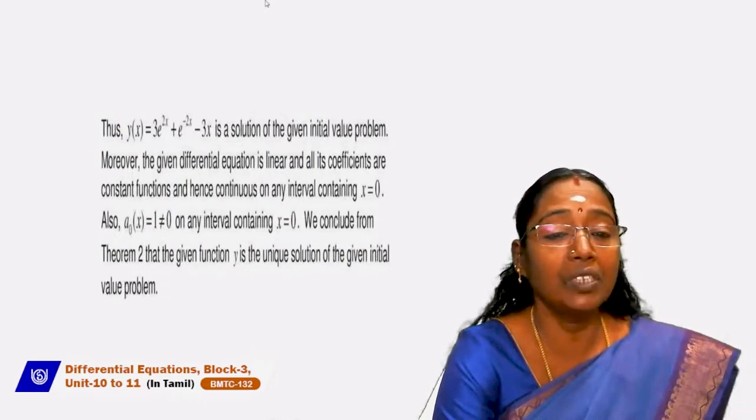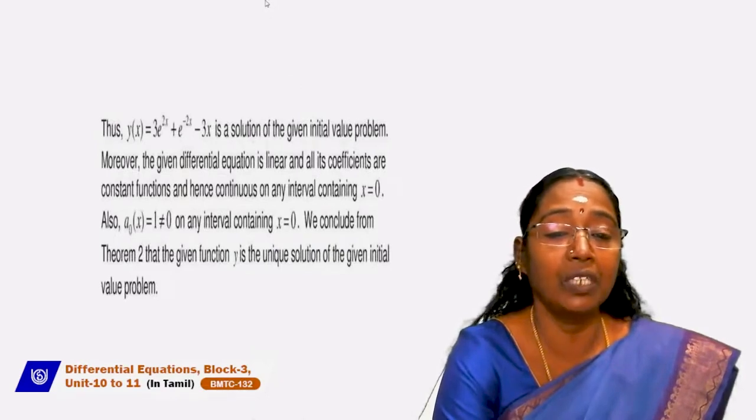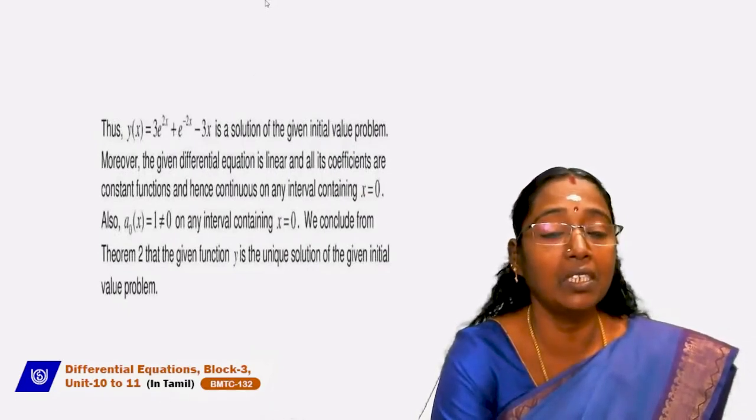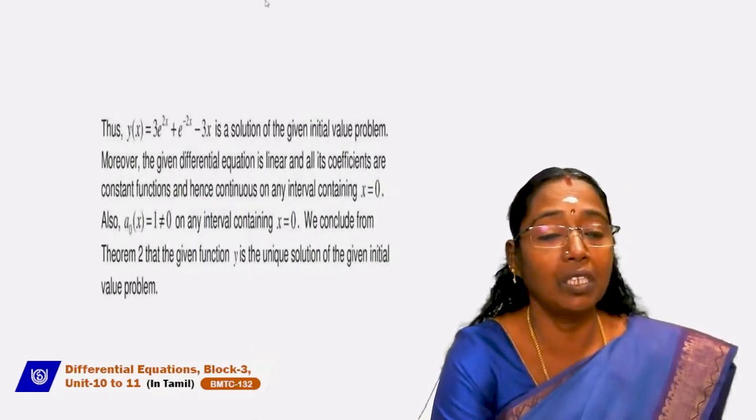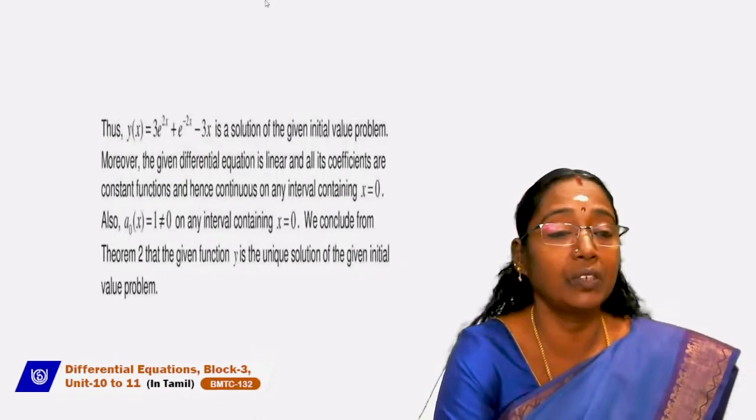Also, a naught of x is equal to 1, which is not equal to 0 on any interval containing x equal to 0. Therefore, we conclude that the given function y is the unique solution of the given initial value problem. Now, this is the way to show that the function is a unique solution for the given initial value problem. So, this is one of the best examples for that.